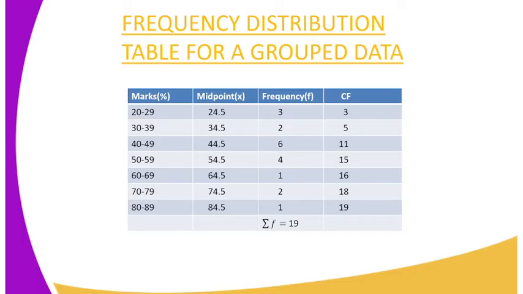And finally you fill the last column, that is the cumulative frequency column, whereby you are supposed to start with the first frequency, which was given as 3, then you add it to 2, then you will end up getting 5, you add it to 6, you will get 11, and you proceed that way up to the last one, and the last number you will get is 19, which is the total frequency.